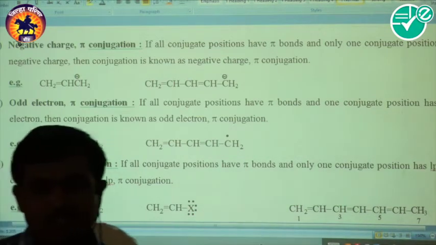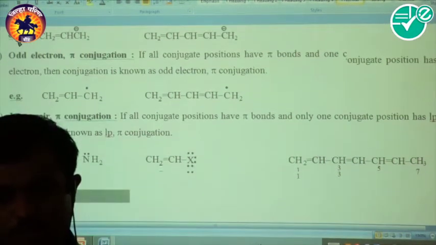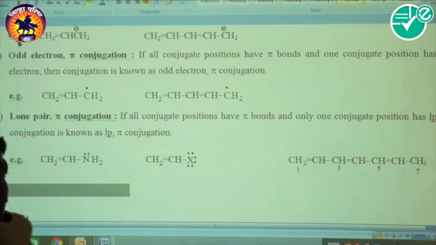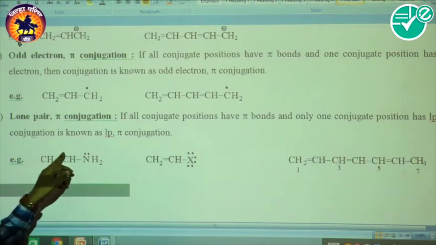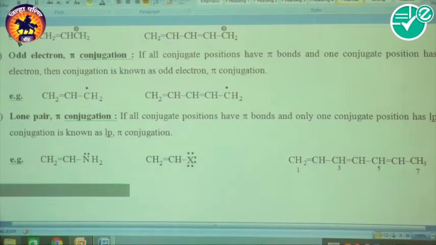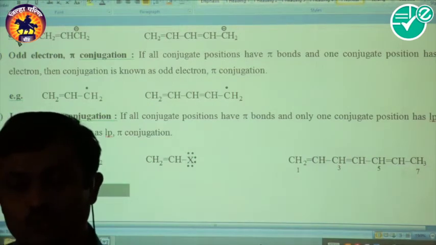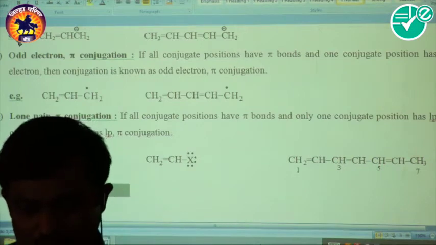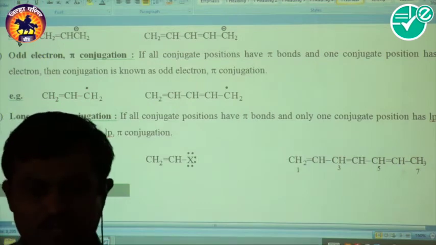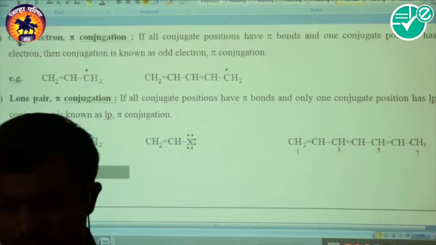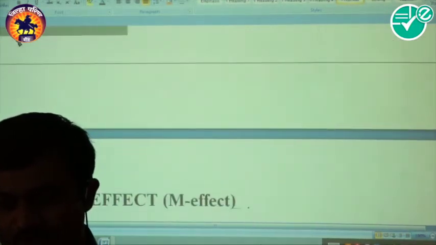Okay, then the lone pair and pi conjugation. If you consider the lone pair present here, that lone pair is converted into a bond pair, and this bond pair is converted into a lone pair, and because of that there is a possibility to delocalize the pi bond. The delocalization takes place by conjugation, and there are 5 types of conjugation observed here.